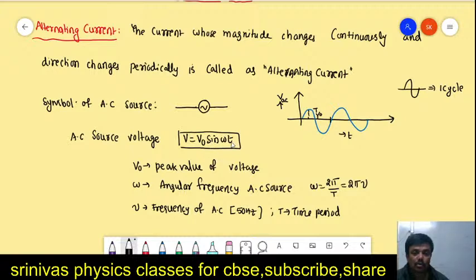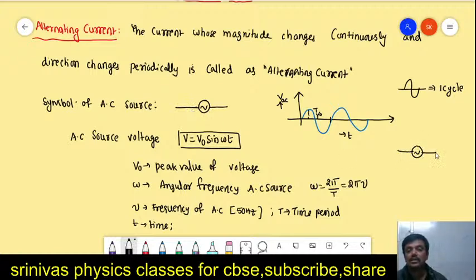Next, how many terms are there? Omega, and small t is the time. These are the terms which are present in the AC source voltage. The AC source voltage changes with time, for example, like this.